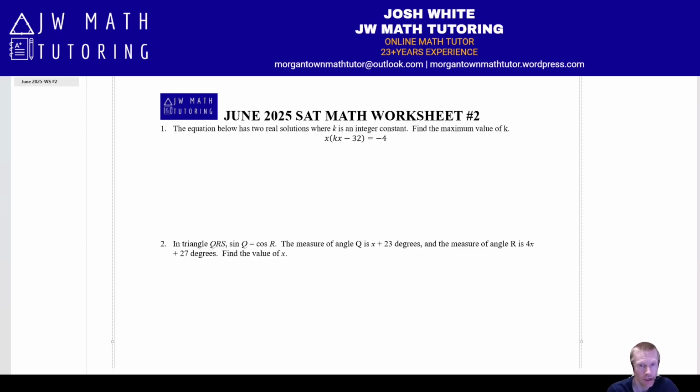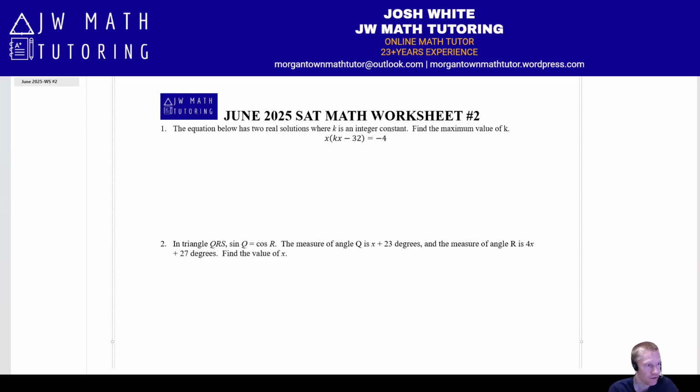Alright, so let's go ahead now and get started with question number 1 on this June 2025 worksheet number 2. So here you have an equation. It's actually a quadratic equation. It has a constant in it, and we're asked to find the maximum value of k. So first, I'll show you how to do it by hand, and then after that, we'll take a look at Desmos.